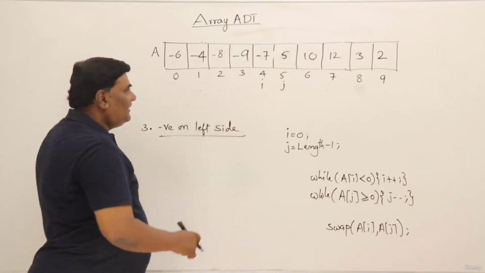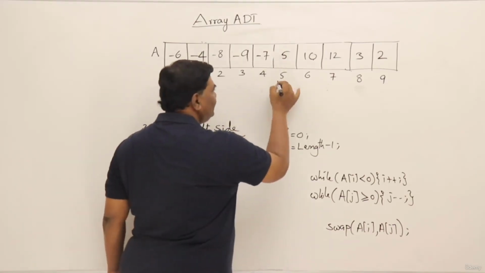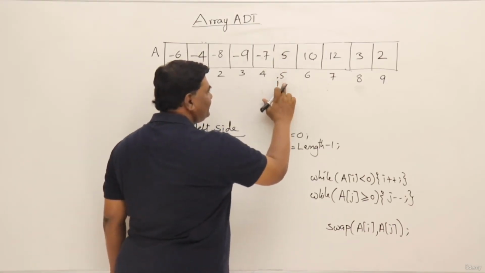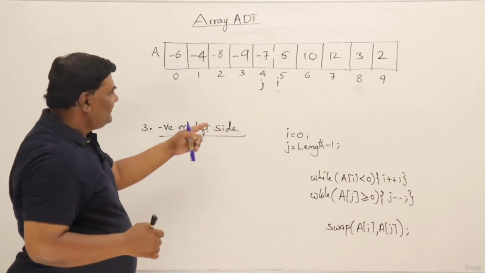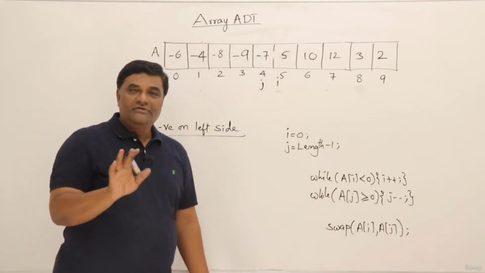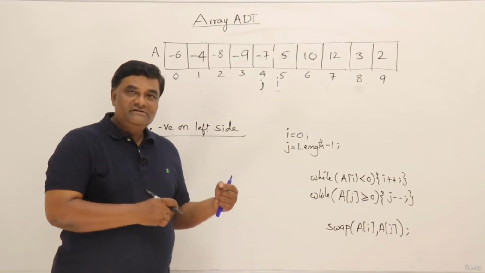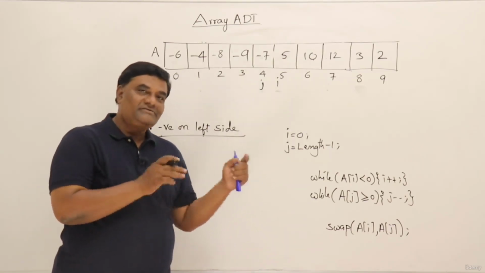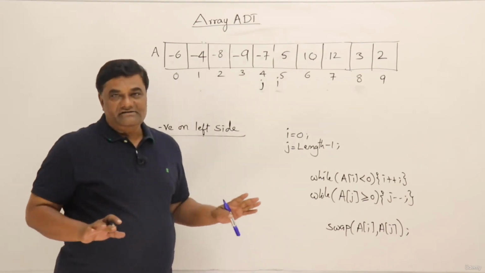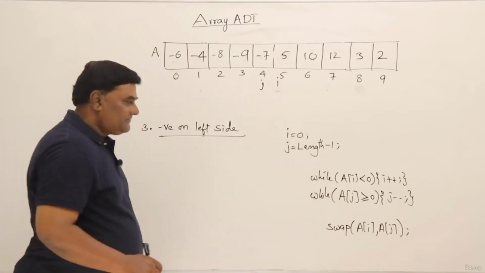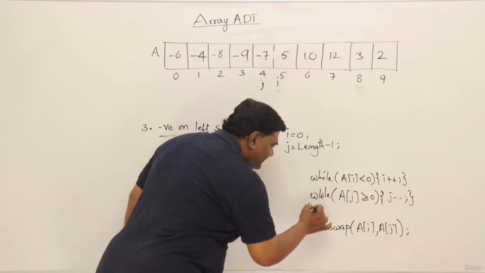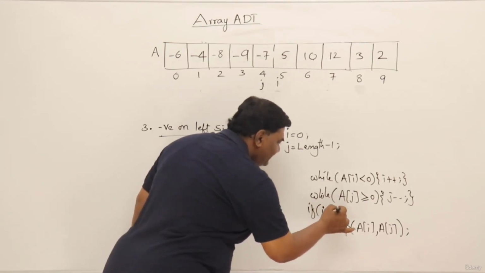Then continue. i plus plus. Is it a positive number? Yes, it's a positive number. Stop. j minus minus. Is it a negative number? Yes, negative number. Stop. But now we will not interchange them because i has become greater than j, which means we have checked the entire list. So this swapping we will not do and we will stop the procedure. So this swapping is done only if i is less than j.